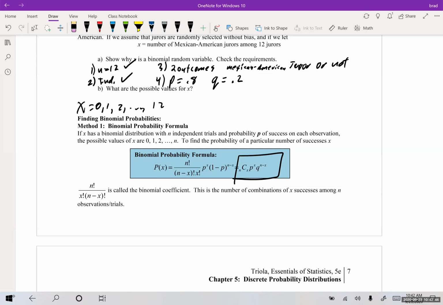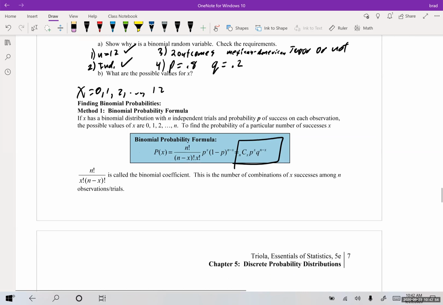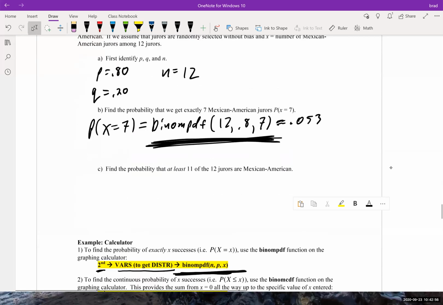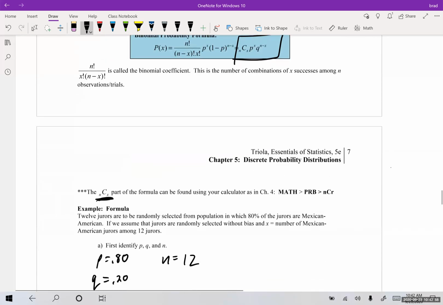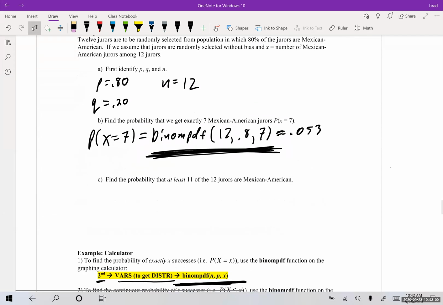That's why it wants to know X, that's why it wants to know N, and that's why it wants to know P. It doesn't need to know Q, because if it knows P, then it technically knows Q is 1 minus P. It's been programmed that way. So the probability of getting exactly 7 jurors that are Mexican American out of 12 is 0.053, and it takes into account all the scenarios with this formula.